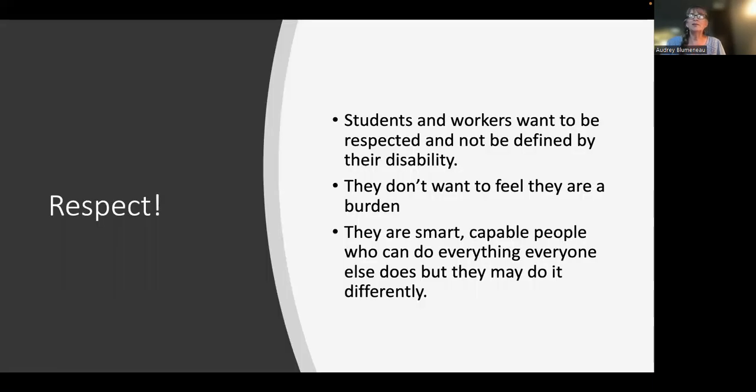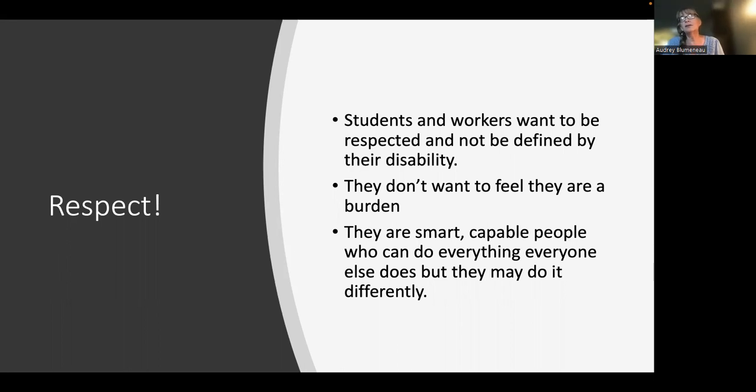So really in the end, students really just want respect. Okay, this is such a hard thing. They don't want to make you feel put out. They would like to just be respected and not be defined by their disability.